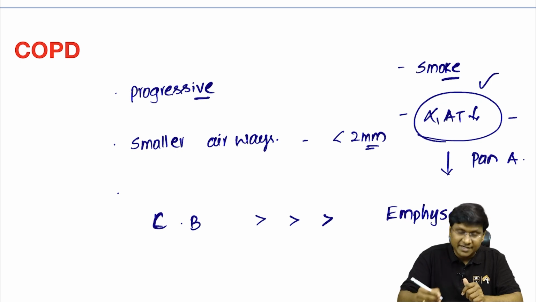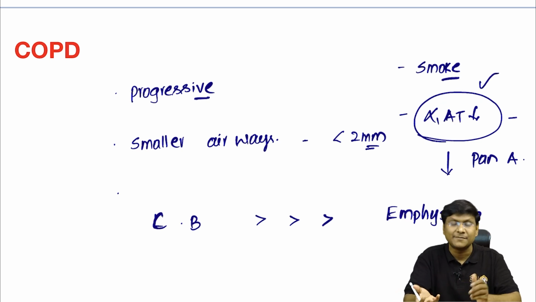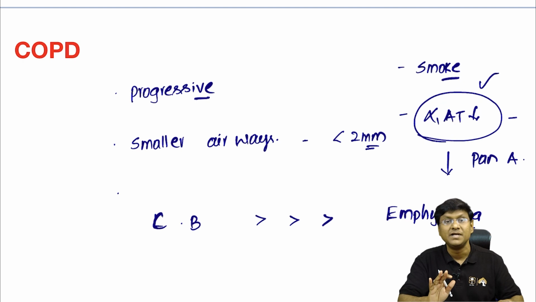And this alpha-1 antitrypsin deficiency is also present in other clinical conditions, also observed in cases of bronchiectasis, also observed in cases of hepatic cirrhosis, also observed in cases of vasculitis and pancreatitis. So in all these conditions, you have the presence of alpha-1 antitrypsin deficiency, right?